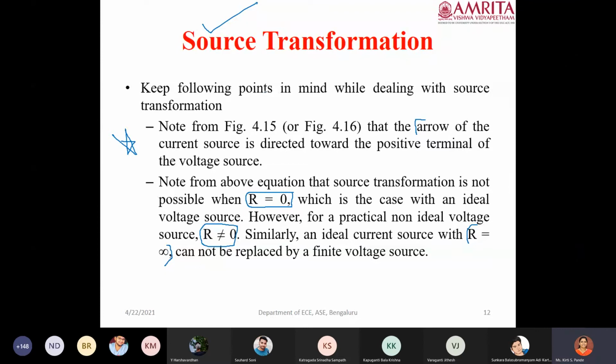Yes. So for a voltage source, if the resistance is equal to 0, which is in series, then you cannot apply the source transformation. If you consider a current source and the resistance is infinity, which is in parallel, you cannot apply the source transformation. This case is mostly applicable for an ideal situation. So for all practical scenarios, resistance will have a certain value. Resistance will never be equal to 0. Okay.